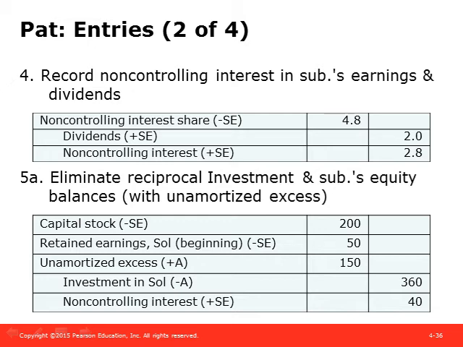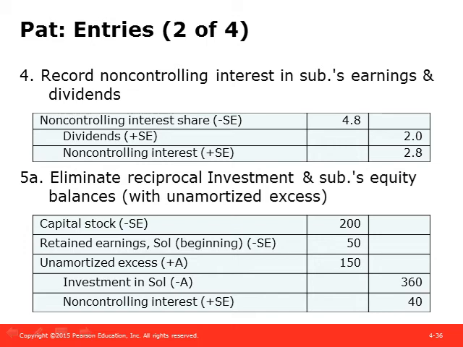And then we eliminate reciprocal investment and subs equity balances. And so again, what we're trying to do here is to get rid of any duplicate counting. That's by having shareholders' capital stock and retained earnings amounts in Pat's books and on SOL's books, which then end up double counting in consolidation. So we debit the capital stock account as a reduction to shareholders' equity.